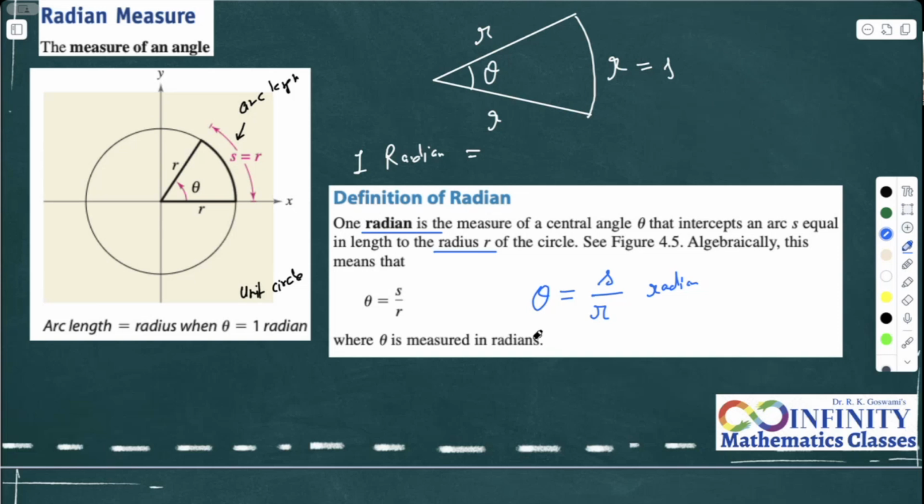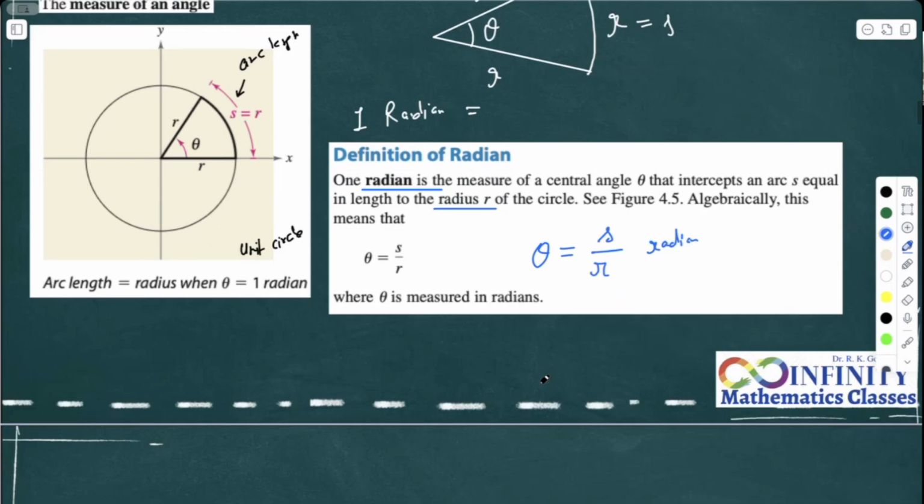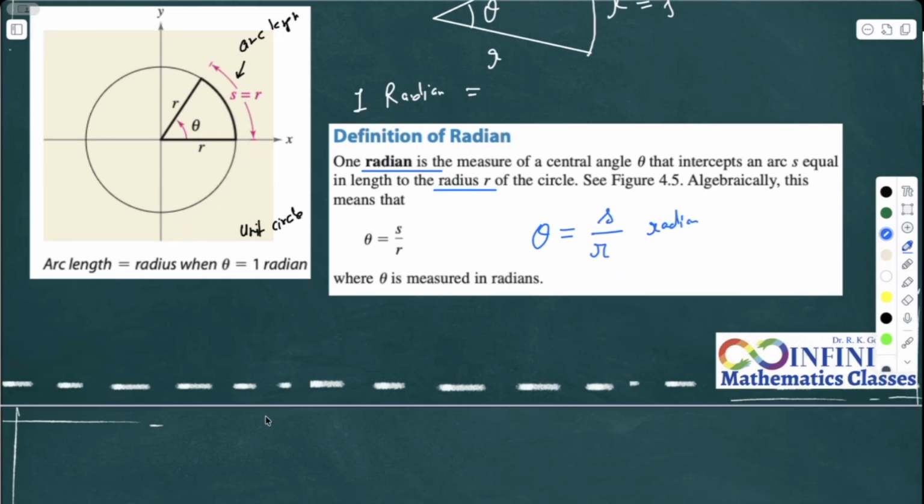From now onwards, whenever you see a trigonometric function and I have not explicitly told you it is degree, by default it is going to be radian.